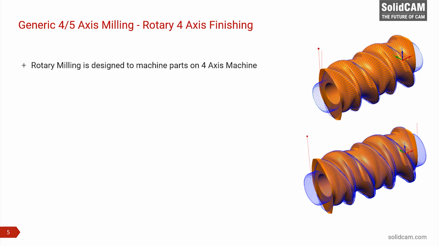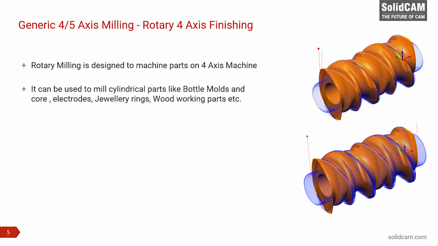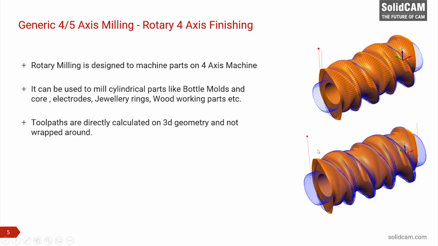Let's start with the first application based strategy that we have inside our generic, and that's the rotary finishing. Very simple one. It's designed to machine parts in 4 axis machine only. It can be used to machine cylindrical parts like bottle molds, cores, electrodes, jewelry rings, woodworking parts, etc. Tool paths are directly calculated on a 3D geometry and not wrapped around. It's not that you take a 3-axis or a 2.5 axis tool path and just wrap it around a cylinder. That's not done here. It's directly calculated on the 3D geometry.